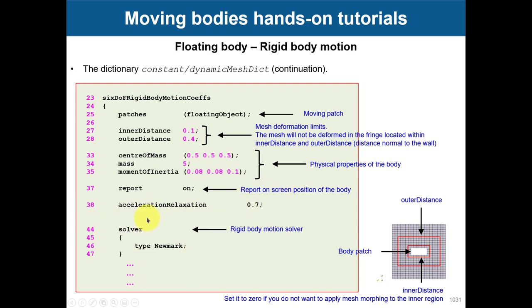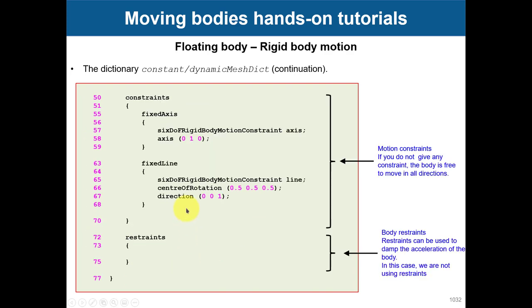You can use different solvers for the equation of motion. In this case we're using this one, but there are 3 or 4 options. And then you can add constraints and restraints. Basically this is to say that the body will move only around this axis, or you can add restraints like spring, damper systems, stuff like that. If you put this, you are telling the body it will only rotate around this axis. If you don't put anything, it's 6 degrees of freedom.